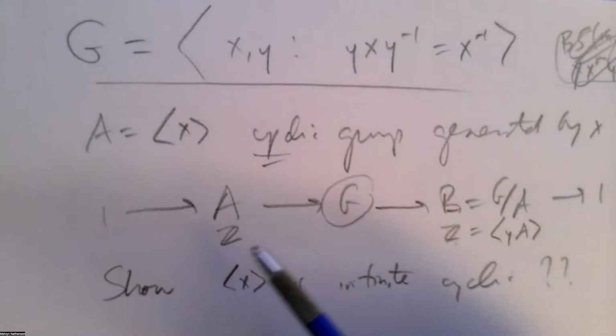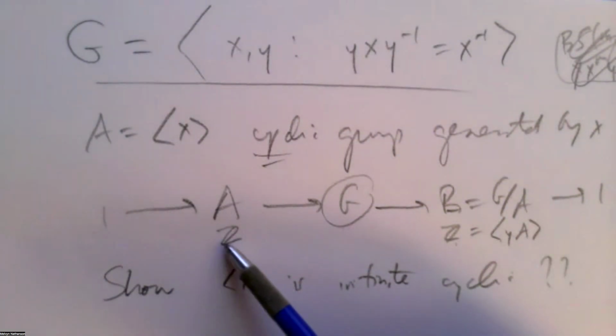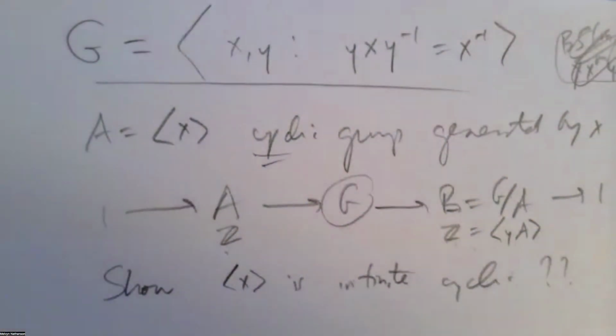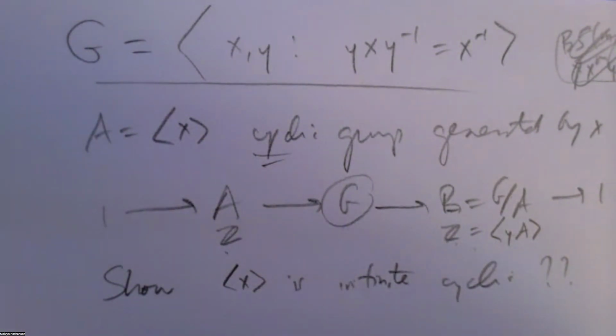I wanted to know this result. You really have this short exact sequence for Z here and Z here. I know that this group is residually finite. I don't think that helps. But I'm pretty sure it's actually linear.